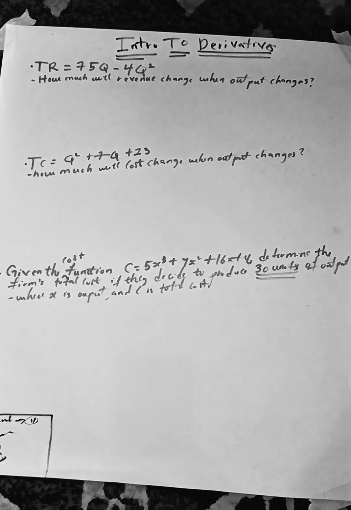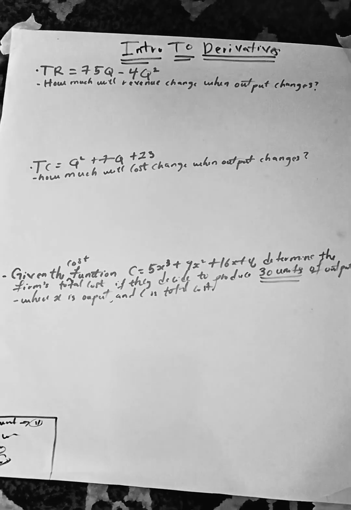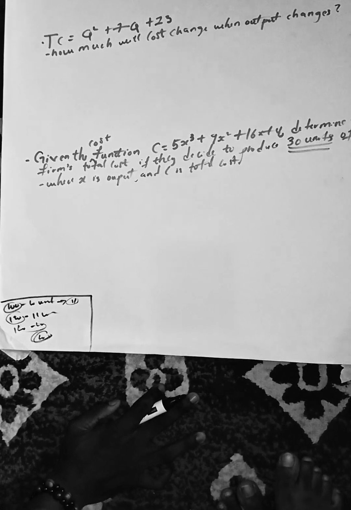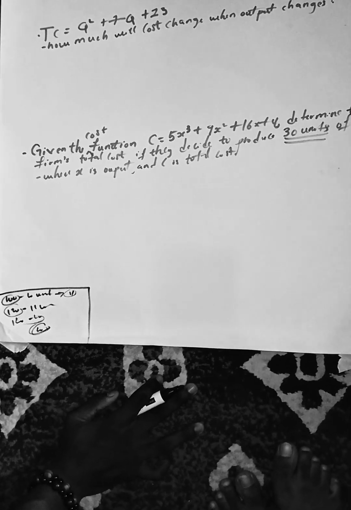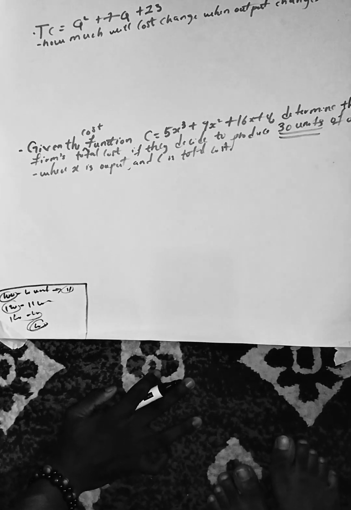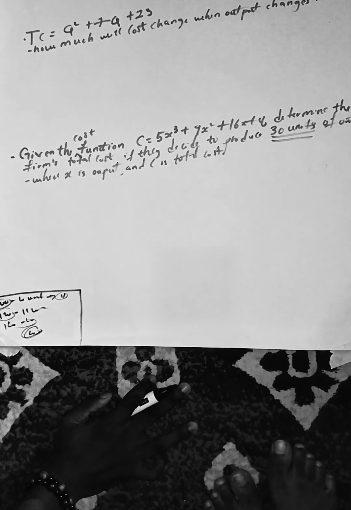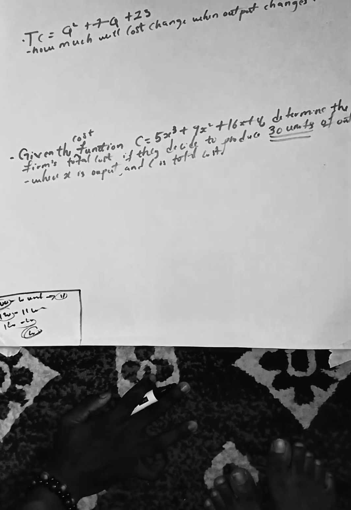When you differentiate total revenue, you get marginal revenue. When you differentiate your total cost, you get marginal cost. When you differentiate your total product, you get marginal product, or marginal productivity. So that's basically the whole concept. Whenever you hear marginal, think derivative. Whenever you hear change, think derivative. So let's differentiate this function.